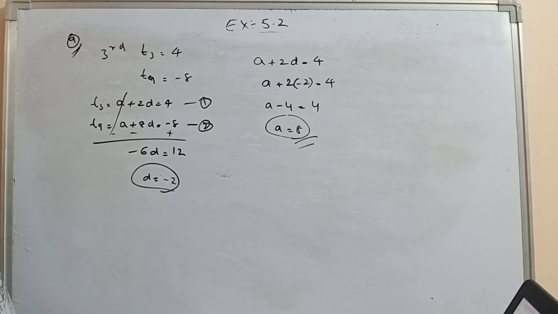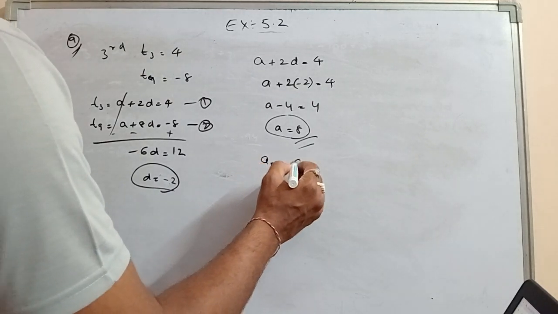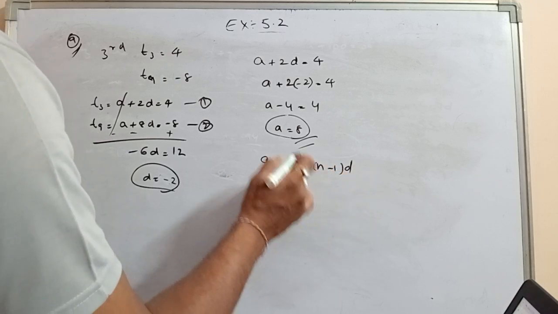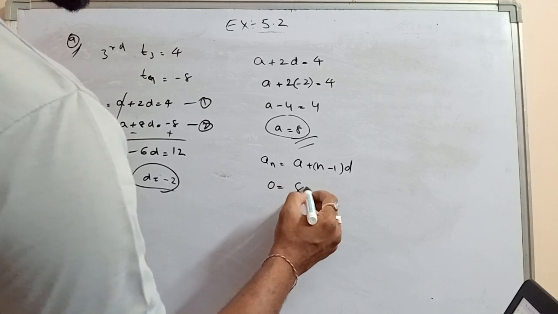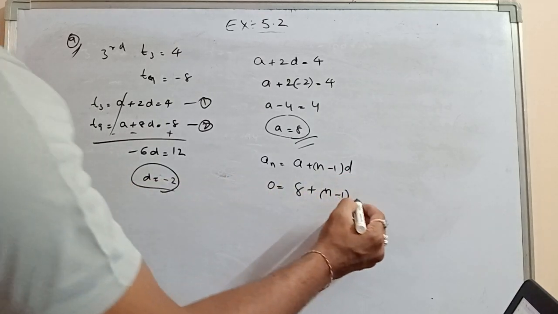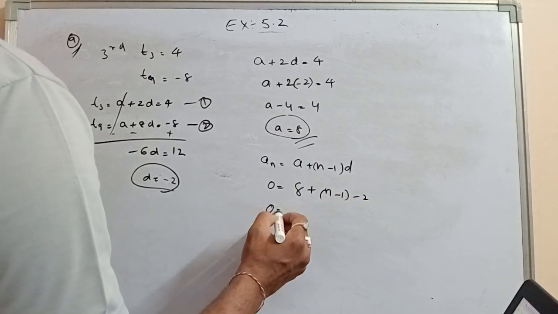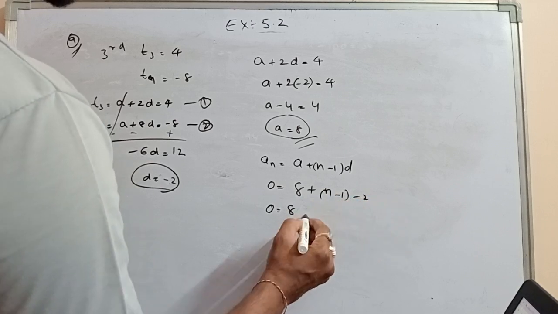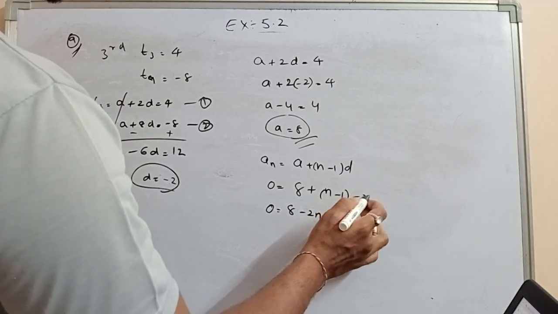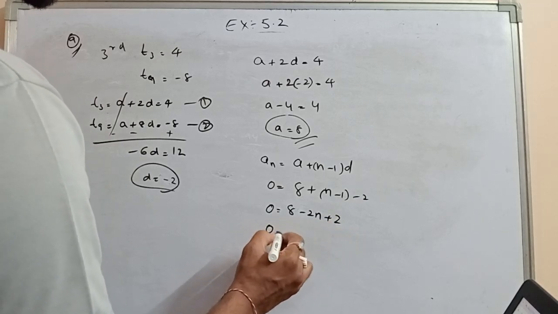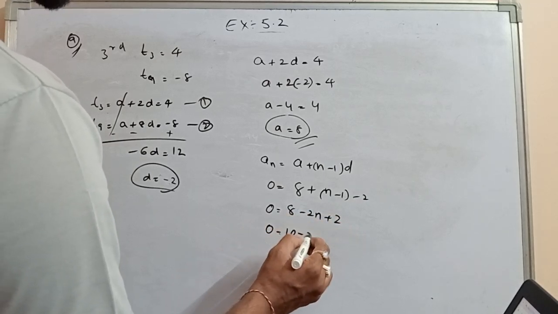So what we have to find? We have to find the nth term is 0. Or a n is equals to a plus n minus 1 into d, right? So 0 is equals to, what is the value of a? 8 plus n minus 1 into, what is the value of d, is minus 2. Substituting this, 0 is equals to 8 plus n into minus 2 is minus 2n, minus into minus becomes plus, 1 into 2 is 2. So 0 is equals to 8 plus 2 is 10 minus 2n.